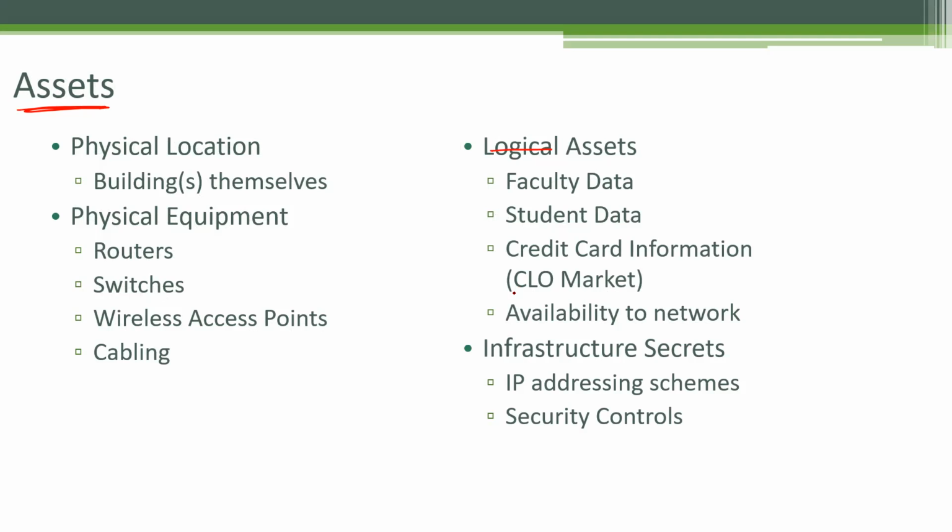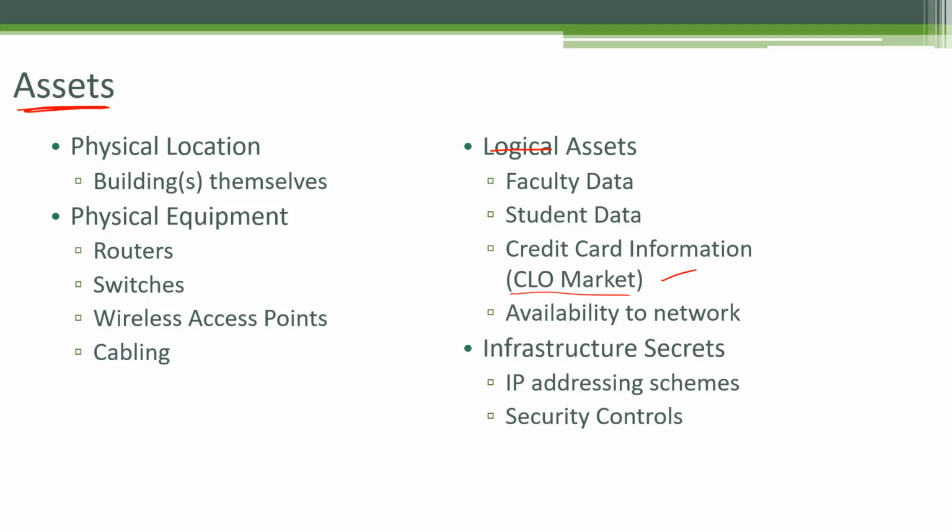For instance, the campus market in one of the buildings, they do process credit card information. So you'd want to look at that, because you buy your sandwich, at least when you were on campus, or when you're back on campus, you can do that. The availability of the network. You can also start thinking of those principles: confidentiality, integrity, availability, non-repudiation, and so on.